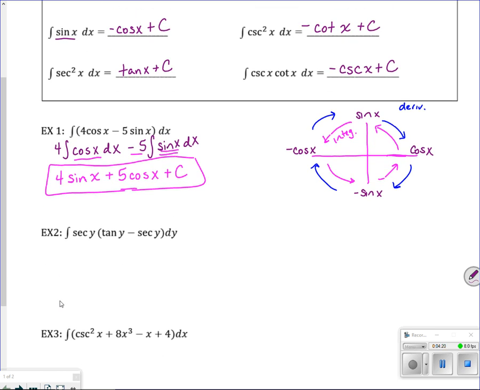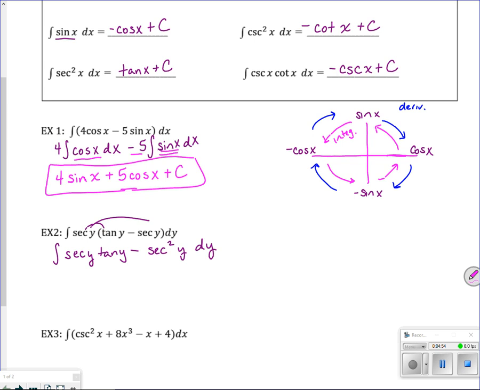Let's look at example 2. So for this one, we have a product. Remember, we can't do the integral of a product unless it happens to be the derivative of something. So let's rewrite this. Before we integrate, let's go ahead and multiply this through. So I'd have secant of y tangent of y minus secant squared of y, and you want to integrate with respect to y.